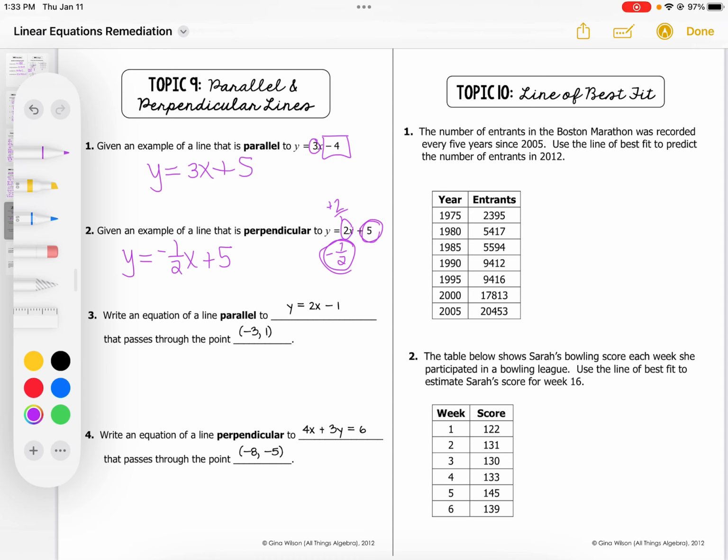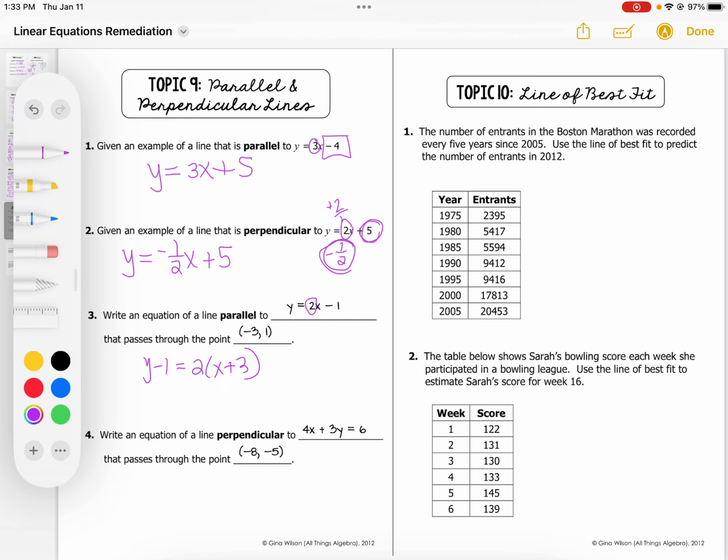Writing equations that are parallel to y equals 2x minus 1, but pass through the point negative 3, 1. Parallel has the same slope. I can see the slope. It's 2. I can create my equation in point-slope form right now. Y minus 1 equals 2 times x plus 3.